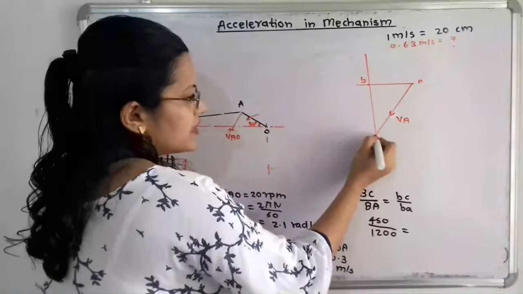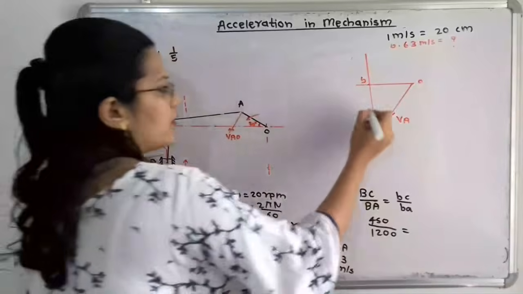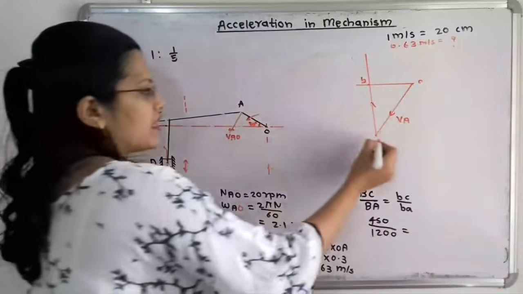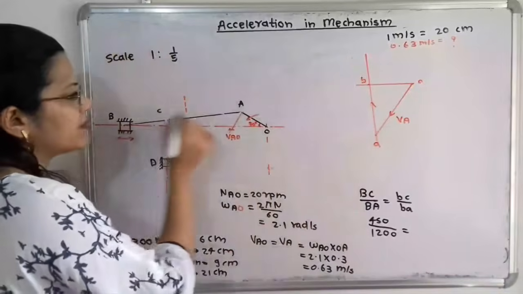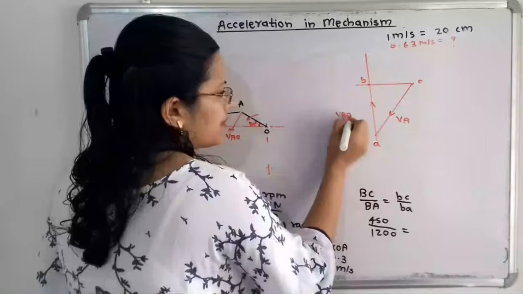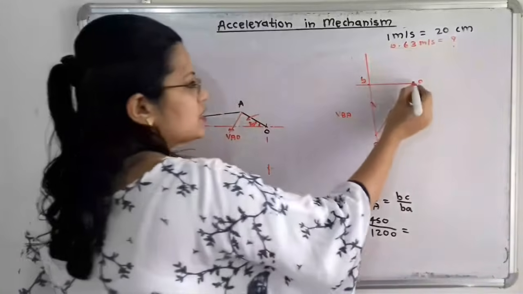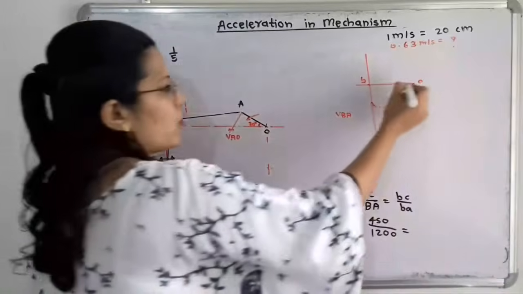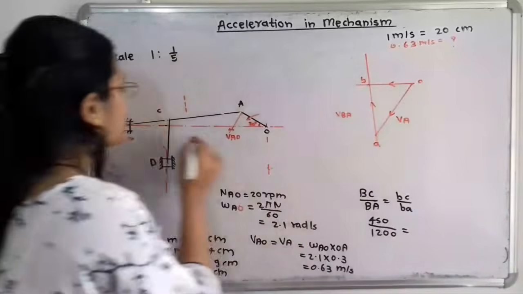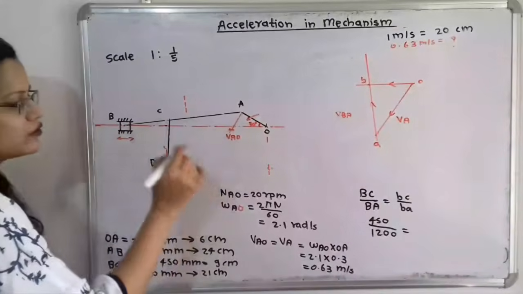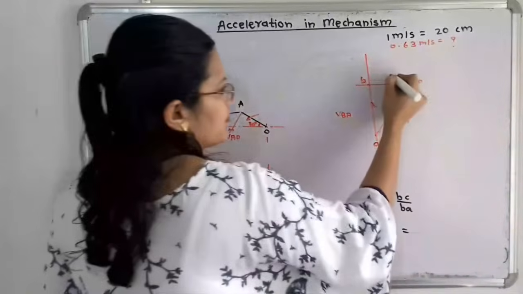So here initial point is A and final point is B. So I will show arrow in the upward direction. And this vector AB indicates velocity of B with respect to A. So I will say VBA. Now here the initial point is O and final point is B. And this vector OB indicates the velocity of slider B along this line, along this horizontal line. So simply we can say VB.